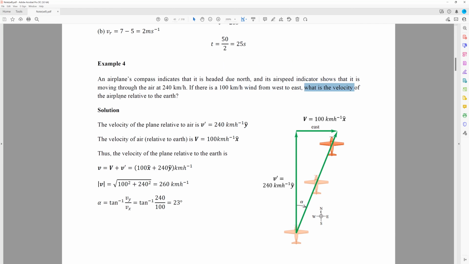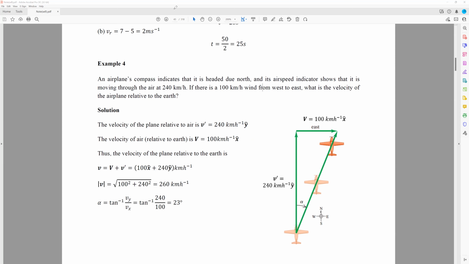If we're talking about the velocity of the airplane relative to the earth, what we need to do is add these two velocities together. Do you understand? In the diagram, it shows you here. This is the velocity of the airplane relative to the ground. It's shifting to the east because of the wind, but it's still heading due north.